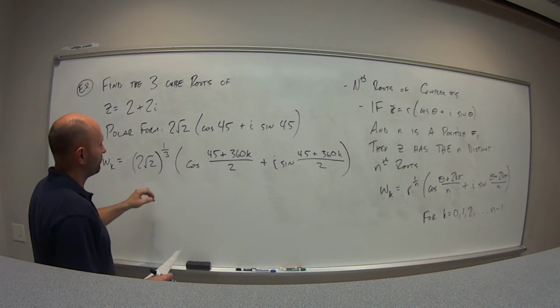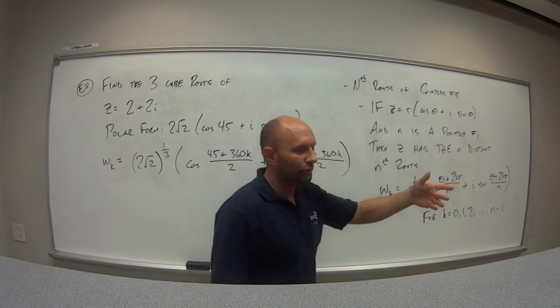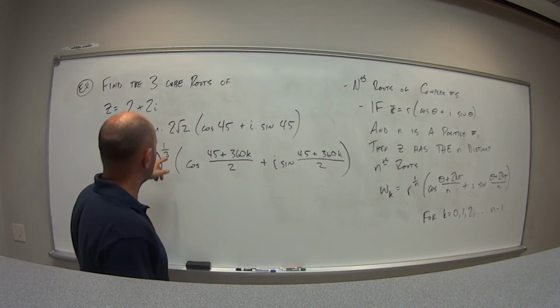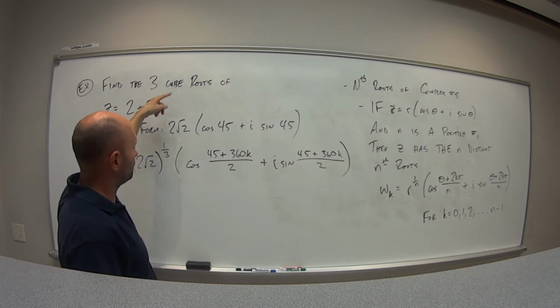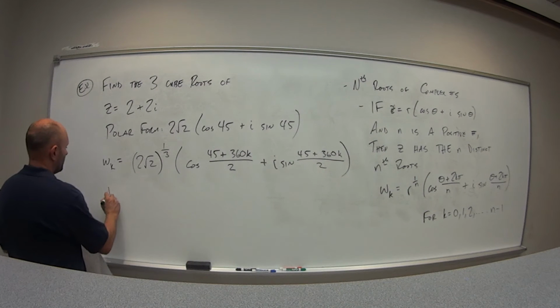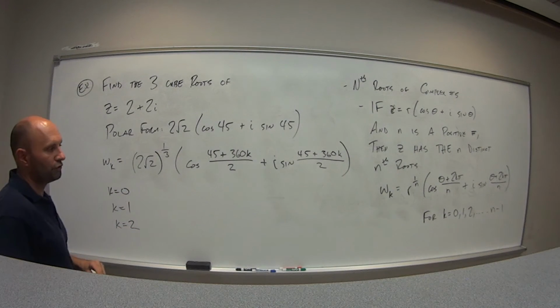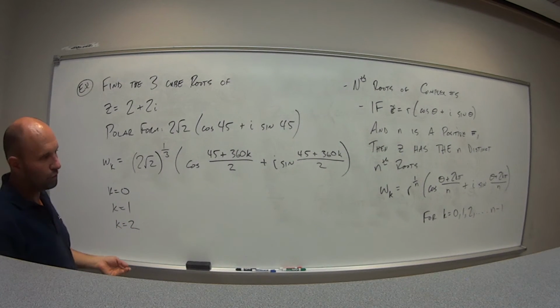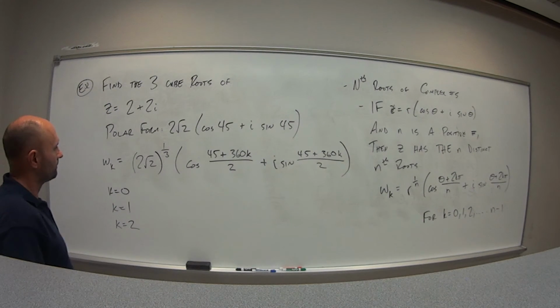Now we need to find the 3 cases. So we have k is 0, 1, 2, etc., all the way up to n minus 1. Well, our n in this case is 3. So 3 minus 1 is 2. So I'm going to want to do k is equal to 0, k is equal to 1, k is equal to 2. This will give me the 3 cube roots for this complex number.